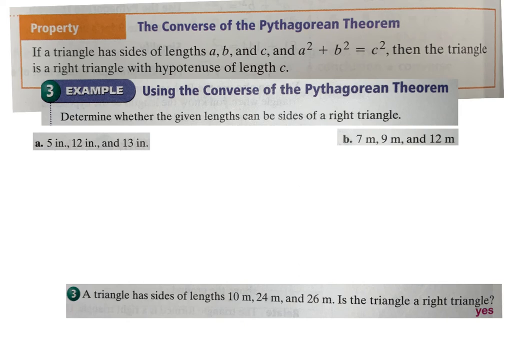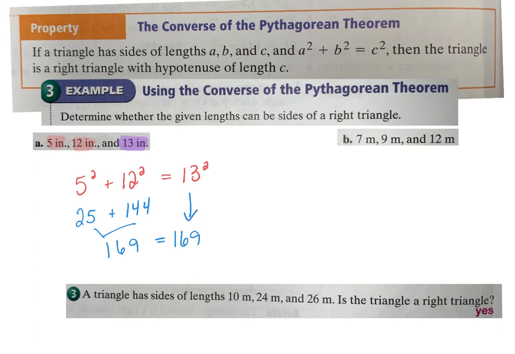So in this first one, the longest side here is 13. So we are going to assume that 13 is our C and 5 and 12 is our A and B. And we are going to set it up that way. We're going to say 5 squared plus 12 squared. Does that equal 13 squared? And then we're just going to do it. 5 squared is 25. 12 squared is 144. Those add up to 169. This 13 squared is 169.